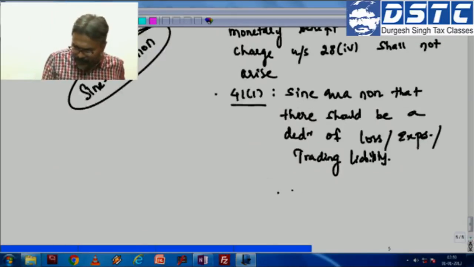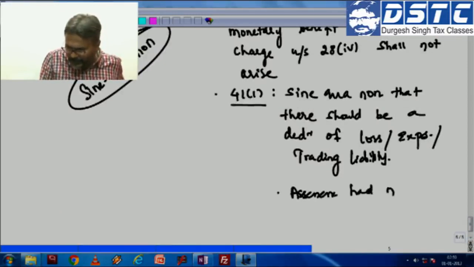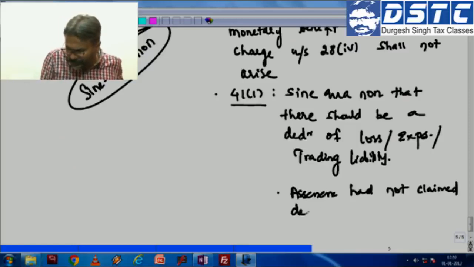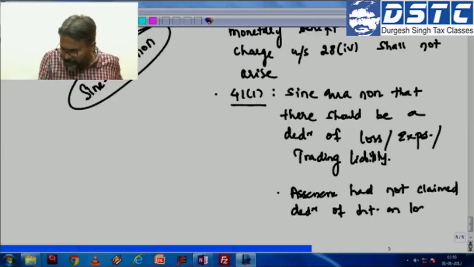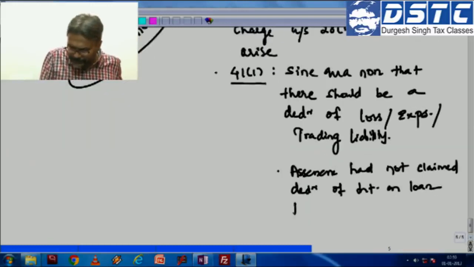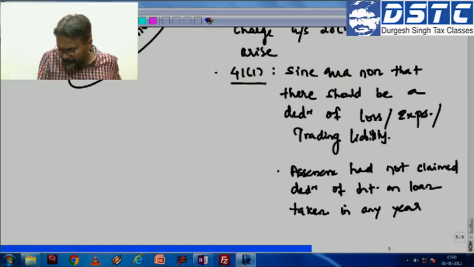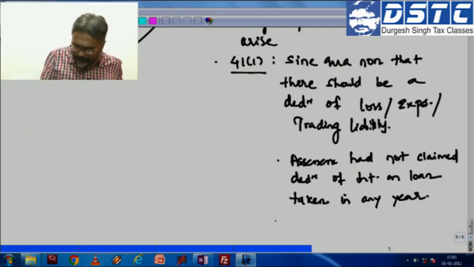The next one herein was that the assessee has not claimed, just write the key points: has not claimed deduction of interest on loan taken in any year.